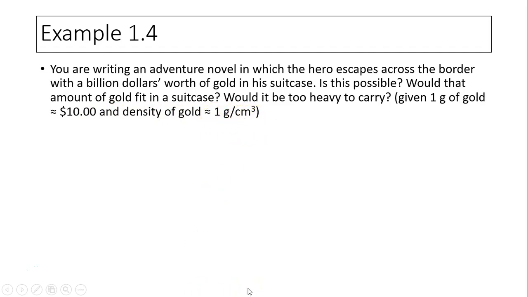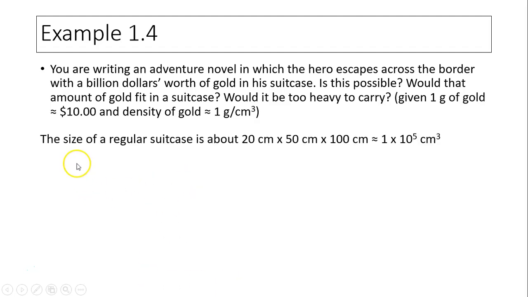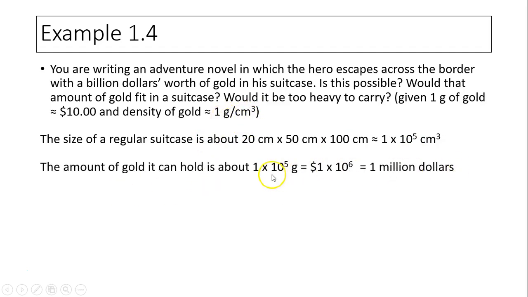So let's estimate the size of the suitcase. That's how I did it. Since this is in centimeters, the size of a regular suitcase is about 20 centimeters times 50 centimeters times 100 centimeters. So it's about 1 times 10 to the 5th centimeters cubed. And we know 1 centimeter cubed is 1 gram. So that will contain about 1 times 10 to the 5th grams. And each gram is $10. So that would be about 1 times 10 to the 6 dollars.